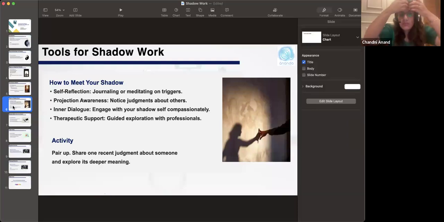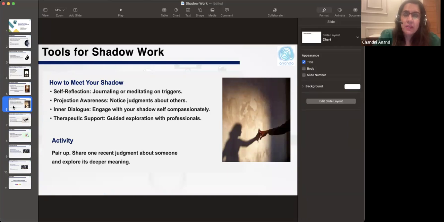So, self reflection, there are so many tools for that, but some easy ones could begin with brain dump journaling. We are just journaling whatever is coming in our mind or heart or whatever. Meditating on triggers, even during breath work, sometimes you must have seen our past conflicts from people will come up, how we were triggered, what were we saying, why were we so impacted, so we are meditating on those triggers, and projection awareness. When we discuss this, how to meet your shadow, we are noticing judgment about others, inner dialogue, right? Engaging with your shadow self compassionately, right? That I see you, it's okay, we can talk and we can discuss and be with yourself.